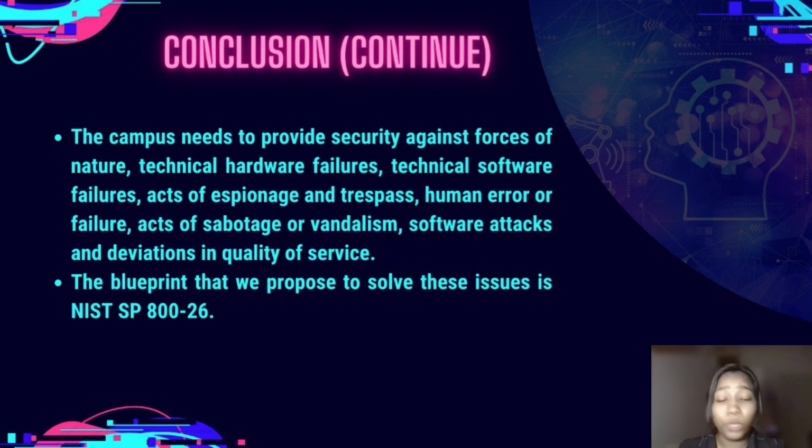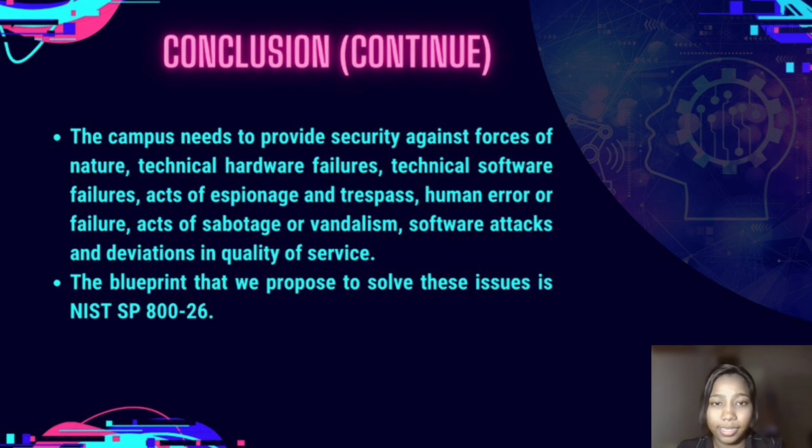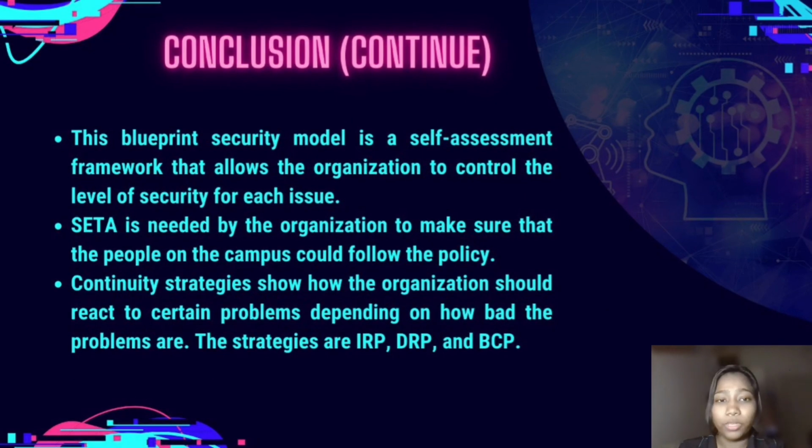The blueprint that we propose to solve these issues is NIST SP 800-26. This blueprint security model is a self-assessment framework that allows the organization to control the level of security for each issue. SETA is needed by the organization to make sure that the people on the campus could follow the policy. Continuity strategies show how the organization should react to certain problems depending on how bad the problems are. The strategies are IRP, DRP, and BCP.